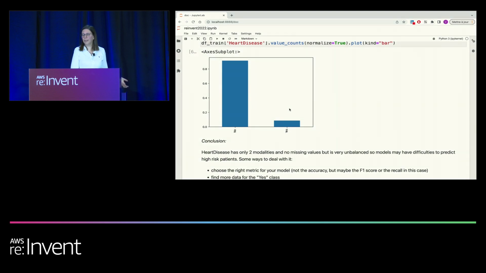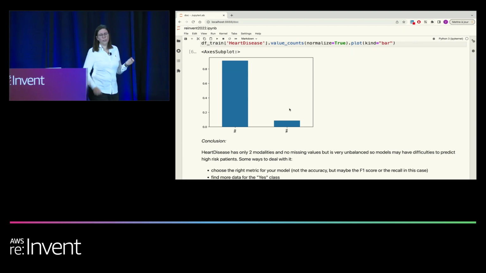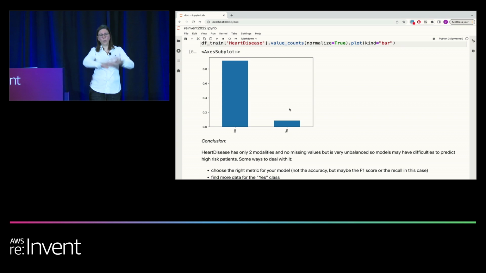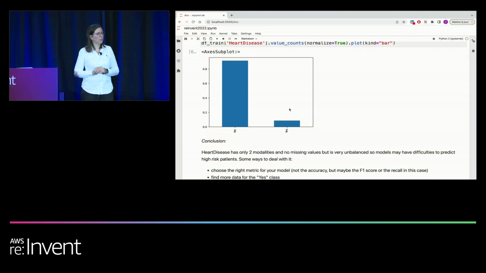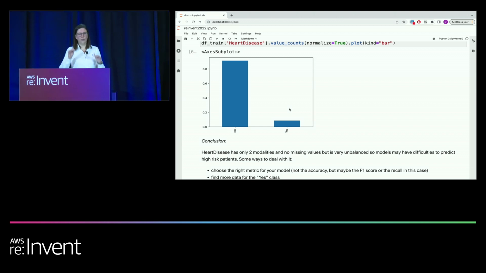You can grab more data in order to have more yes category, not no, because you have too much of them. But you will have to do something, because right here, if I do a very dumb model that is saying that no one has heart disease, I've got 91% accuracy. So my accuracy will be very high with a model that is very poor and that is useless. So be careful with this kind of thing. Try to have something that is a bit more balanced.